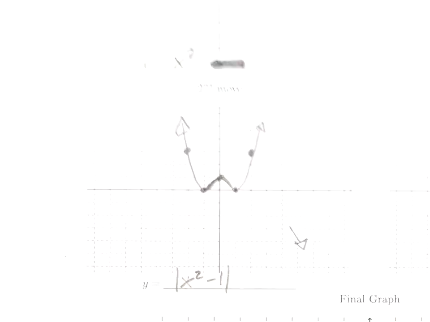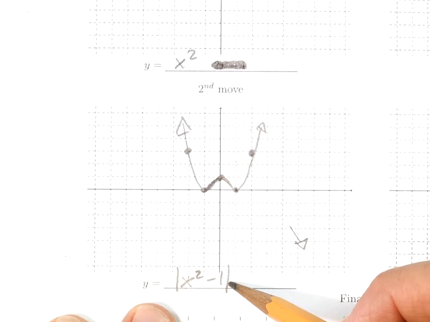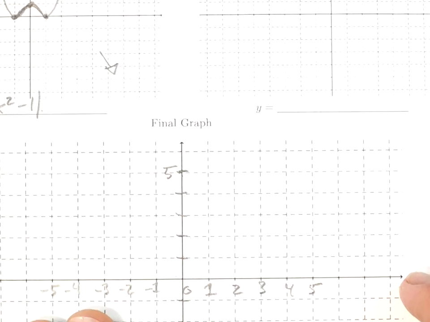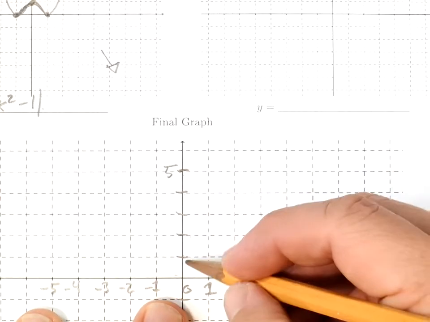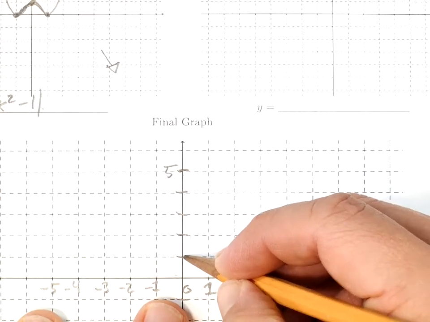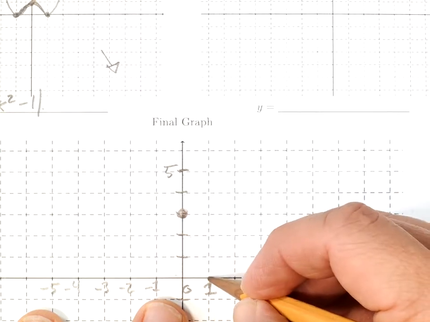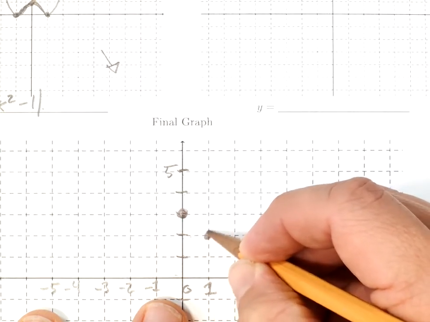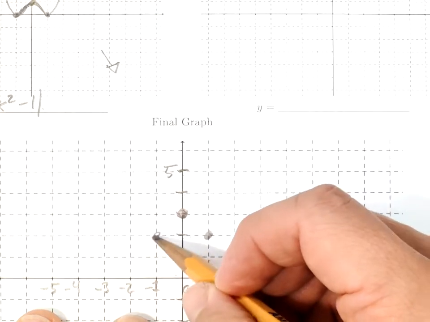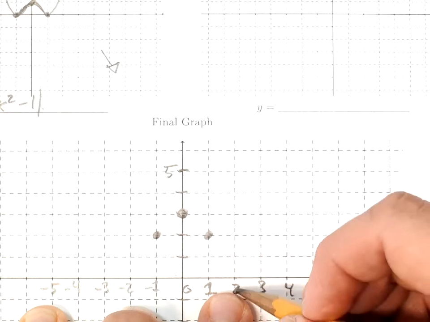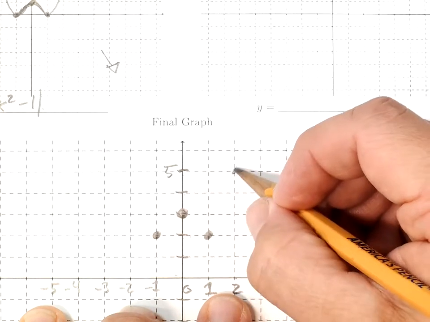So every y value here is going to get bumped up 2. I had that 1 point right here in my last graph. It's going to go up 2. It'll be right here. I have a point at 1, 0. That's going to go up 2, so that'll be here. This one will go up 2. It'll be here. And the ones at 2, 3 will now be 2, 5. So they'll be up here.